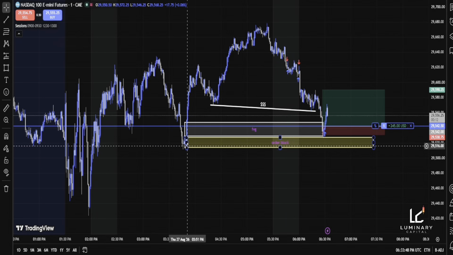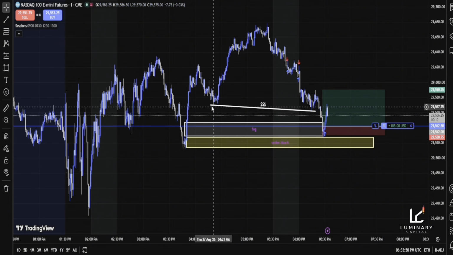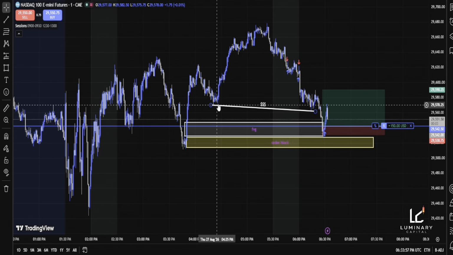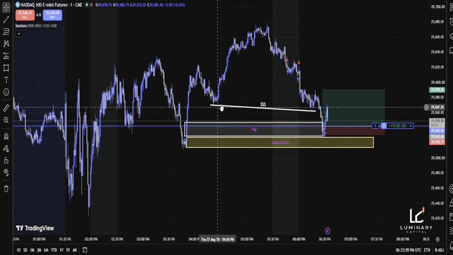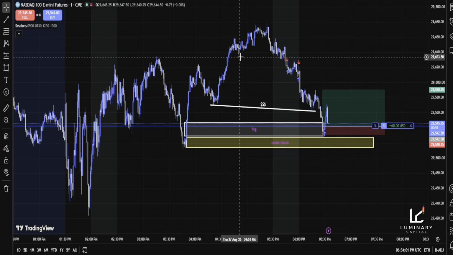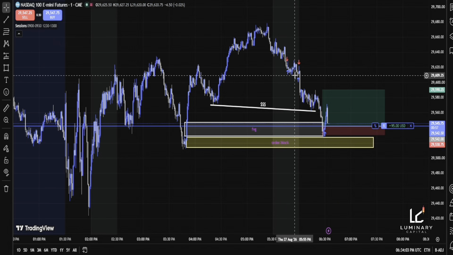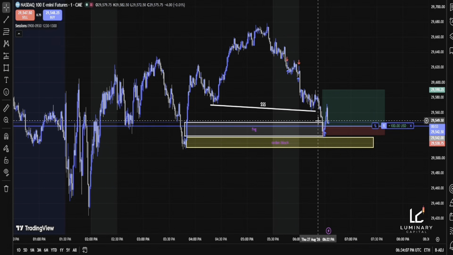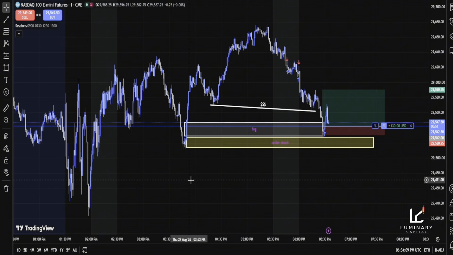The orders were resting right here at the lows, but first they had to come down and take out liquidity here. Liquidity is always resting at the highs of the market and the lows. So liquidity was resting here, here, and here. They swept liquidity all the way down, coming down, and they had to fill out this order block.